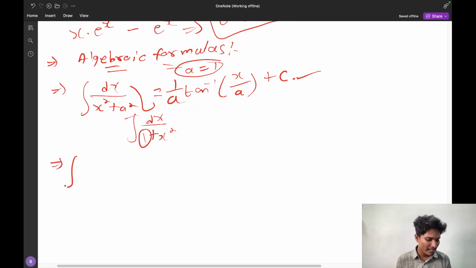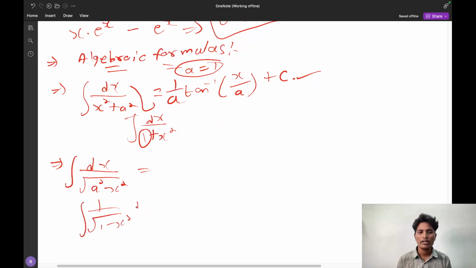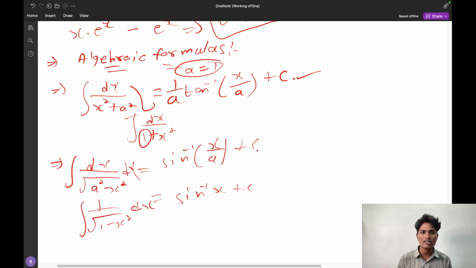And what is the integration of dx divided by root of a square minus x square? It is a similar formula to 1 divided by root of 1 minus x square dx. So what is the answer here? It will be sin inverse x plus c. But here it is sin inverse x by a plus c, because we have to divide by a here.